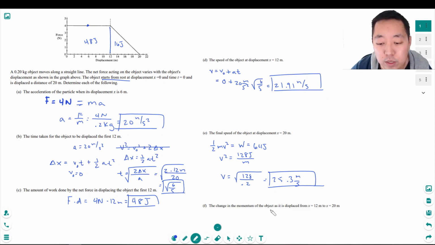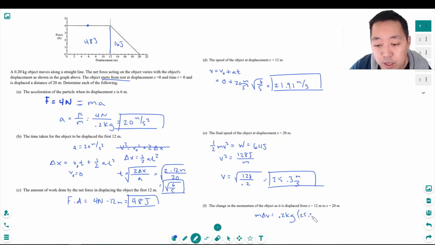The change in momentum of the object as it is displaced from 12 meters to 20 meters. Well, his speed changed from here to here. So the change in momentum is m delta v, because mv is momentum. The only thing that can change is the velocity. The mass doesn't change in this problem, and typically doesn't change. Actually it does change in some scenarios.